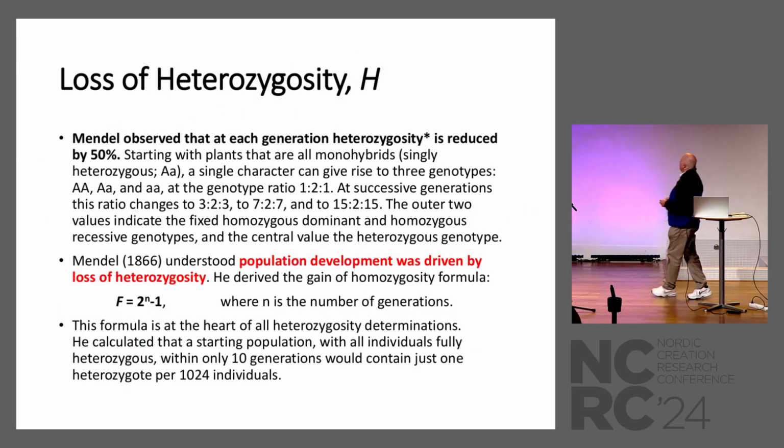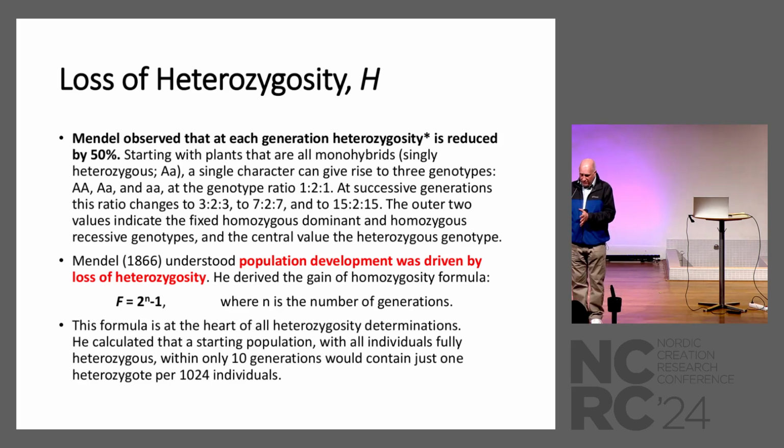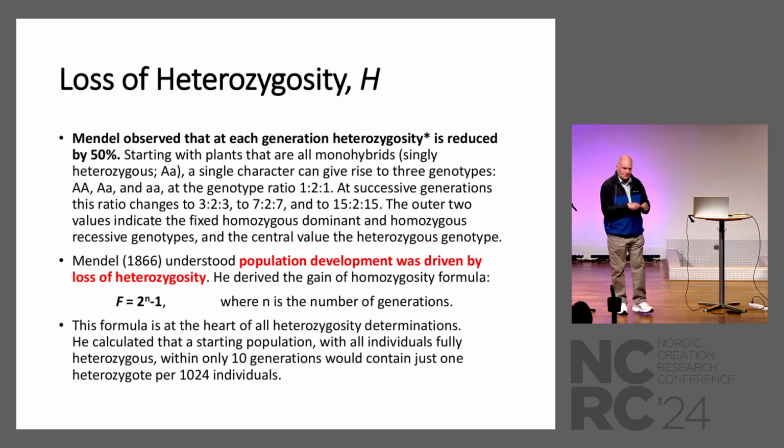Mendel observed that at each generation, heterozygosity was lost, and it was lost in 50% of the progeny, and the other 50% suddenly were homozygous. Now, as soon as they're homozygous, they're what is referred to as being fixed. It could be fixed dominant or fixed recessive. And it's the different combinations of these dominant and recessive which gives you all of your different varieties.